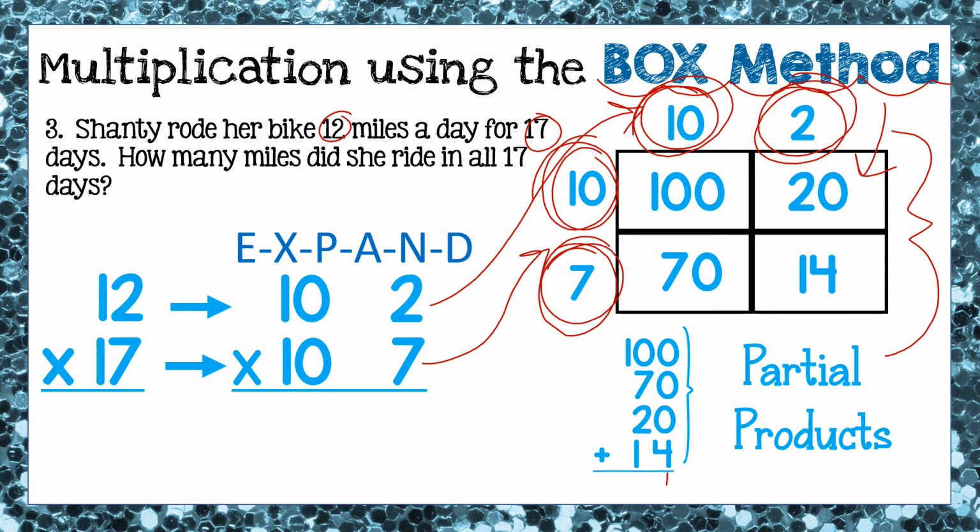Let's add these up. 10, carry my 1, and my final answer is 204. And when you use the box alone, that is called the box method.